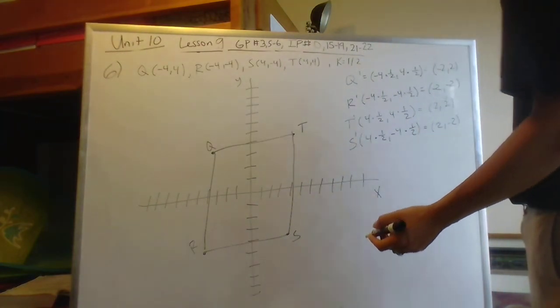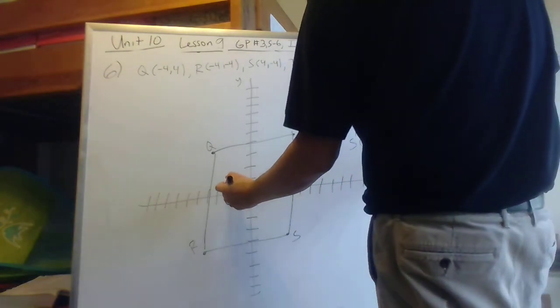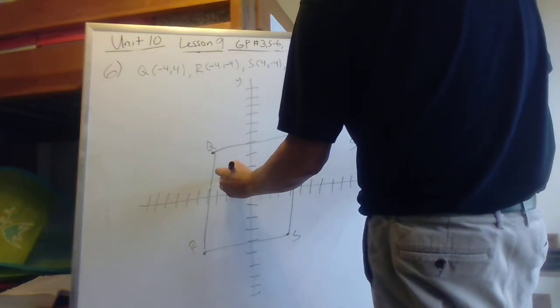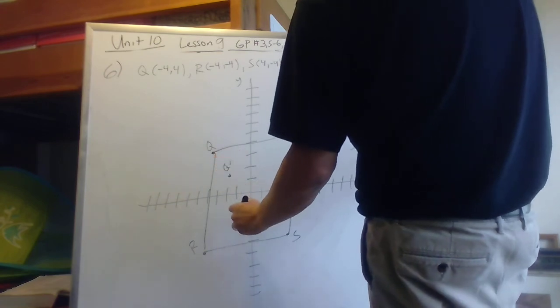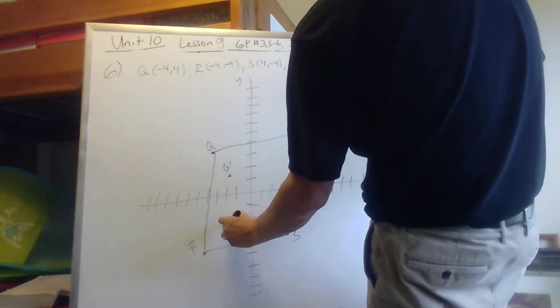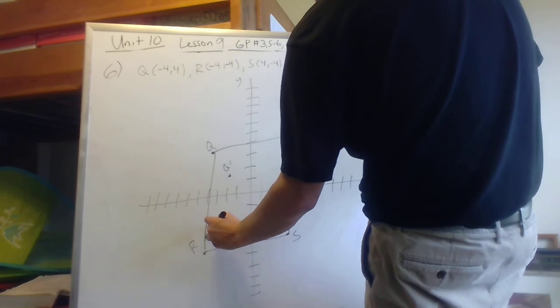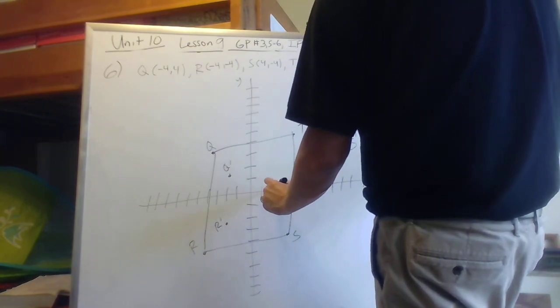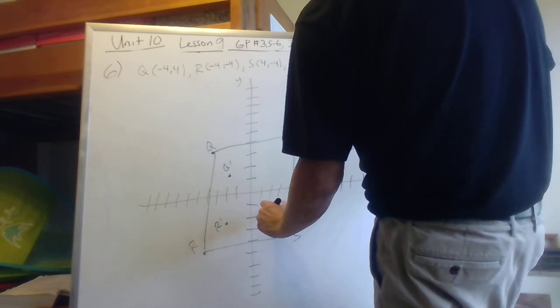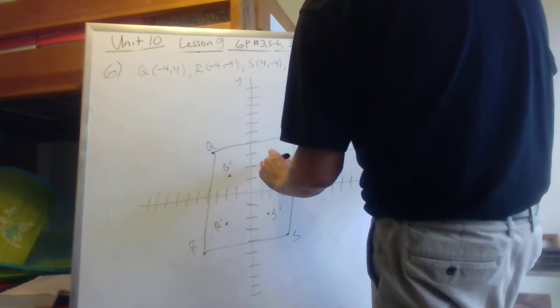All right, so now we're just going to graph. Q prime is at -2, 2, so it's right there. R prime's at negative 2, negative 2. S prime is at 2, negative 2. And T prime is at 2, 2.